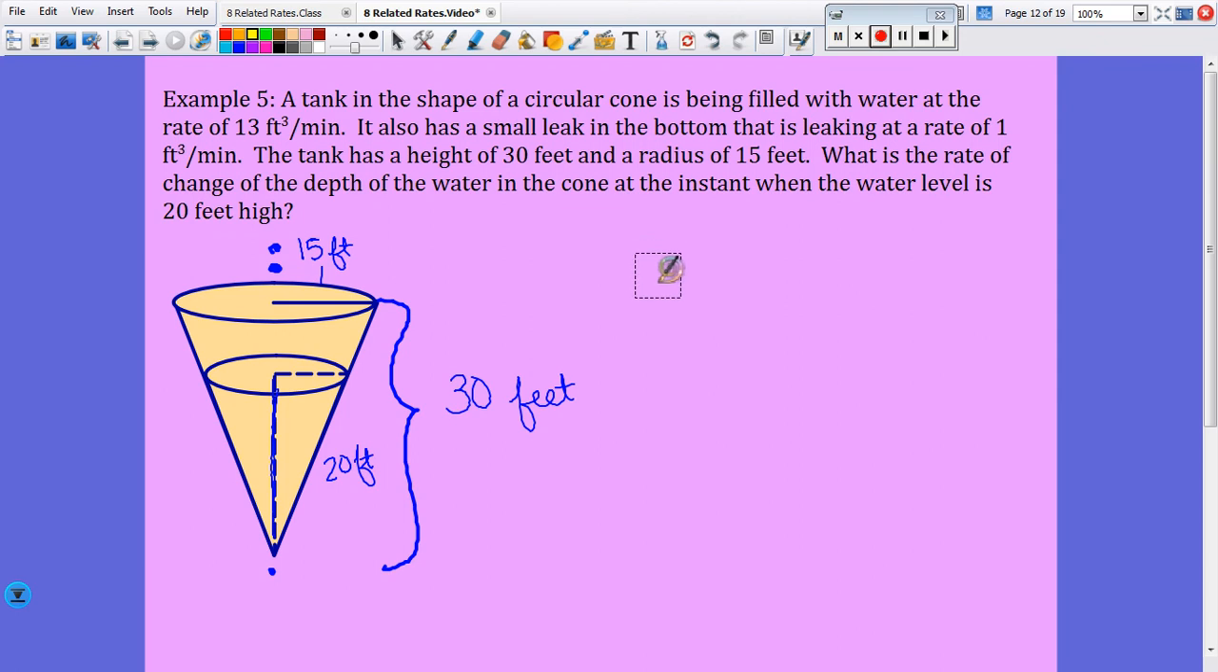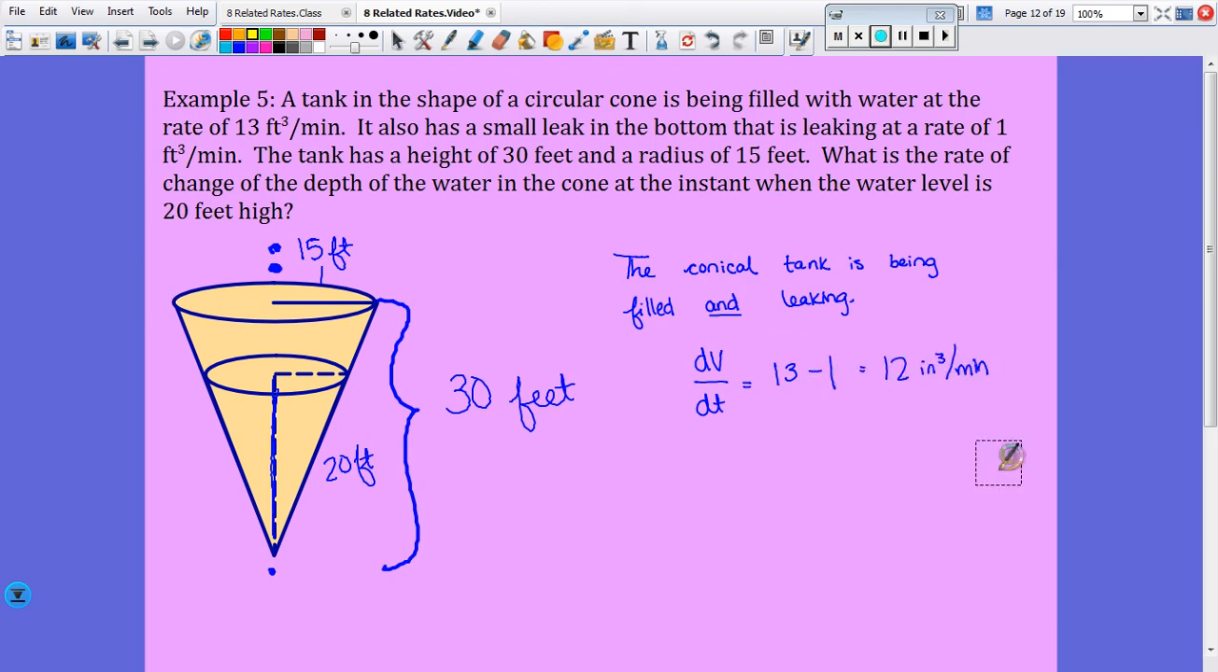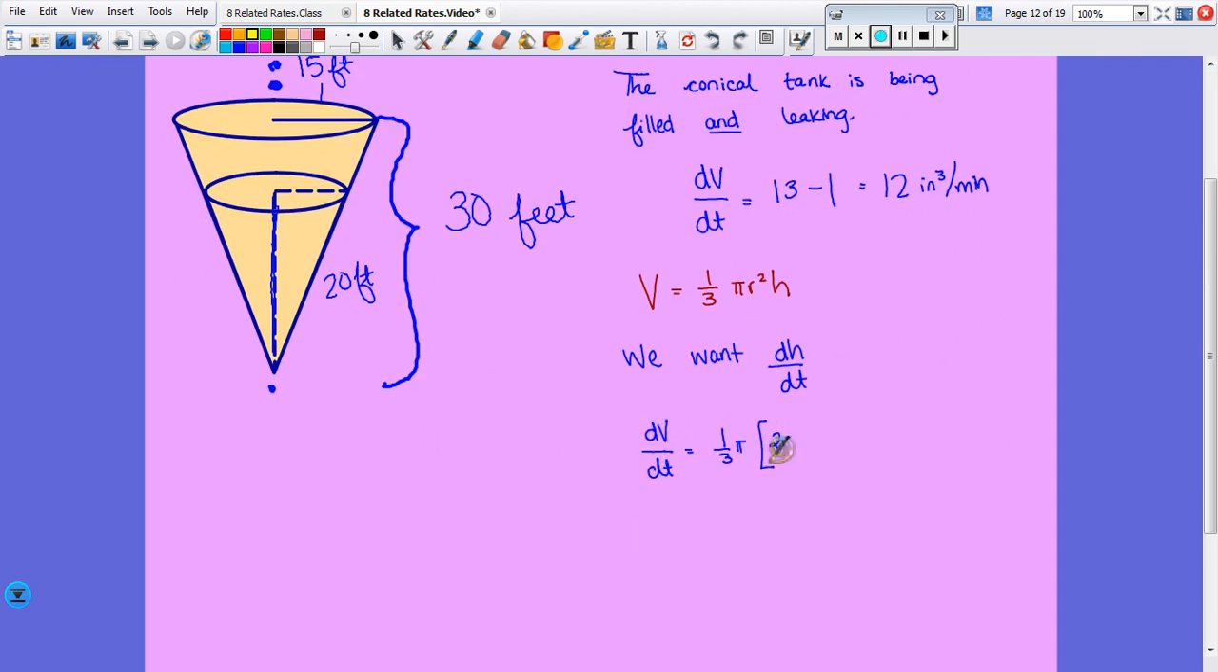Let's start with our knowns. The tank is being filled and leaking, so our volume is changing with respect to time at positive 13 minus 1, so 12 cubic feet per minute. That's going to lead us to the volume of a cone formula. We'll refer back to our earlier derivative. Because we want dH/dt, we can take the derivative using the product rule. The problem is we aren't given any information about dr/dt.